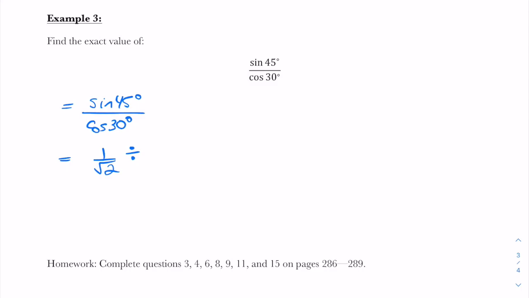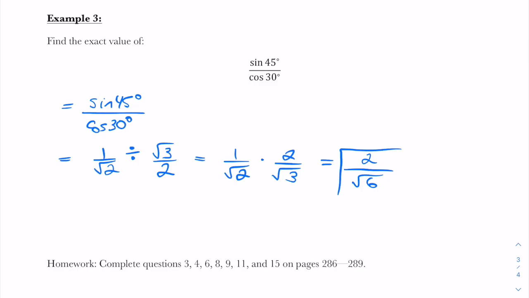The cosine of 30 degrees is exactly the square root of 3 over 2. And this is why I did that. You don't really want fractions over fractions. Write it out like this, and what you can do now is multiply by the reciprocal. And this is going to simplify to a final answer of 1 multiplied by 2 is 2. And in the denominator, the square root of 2 multiplied by the square root of 3 is exactly the square root of 6. And that's going to be our simplified final answer.